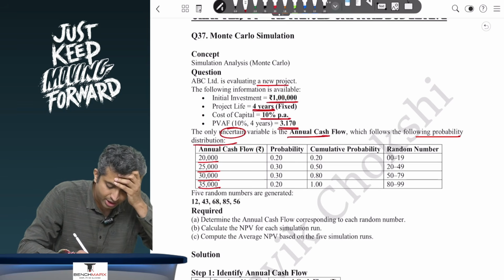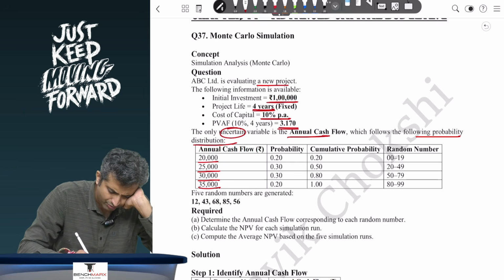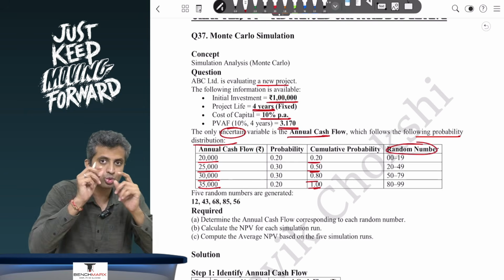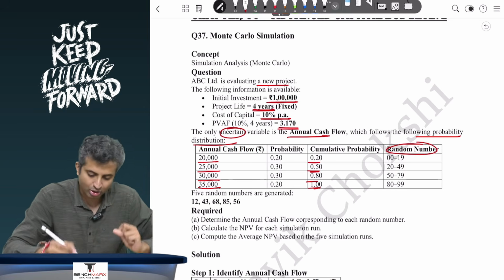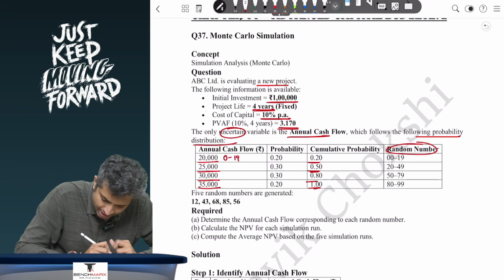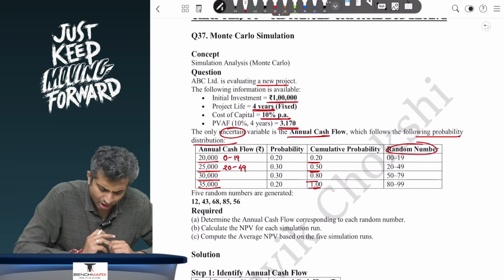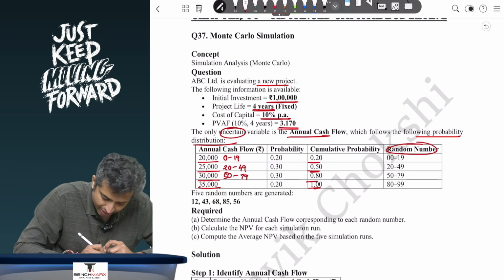Now, when you assign probabilities, it starts like 20, 30, 30, and so what we have done is we try to find the cumulative probabilities, and then you assign random numbers, like you assign literally tokens. If you had, let's say, a lucky draw pond, you assign tokens, and you say that this is a 20% probability, so token number 0 to token number 19, I will have 20,000 return. Then token number 20 to maybe token number 49, I will have 25,000 return. Token number 50 to around 79, I'll have 30,000 return, and 80 to 99, I'll have 35,000 return.